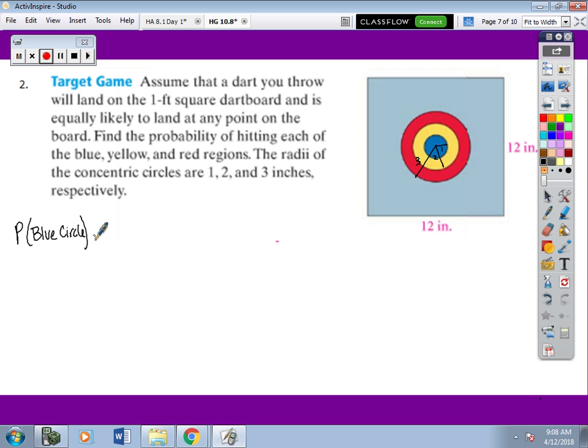So that would be the area of the favorable region, which is the area of the blue circle. I'll just put a B inside there for blue circle, divided by the area of the whole region, which would be the area of the dartboard.